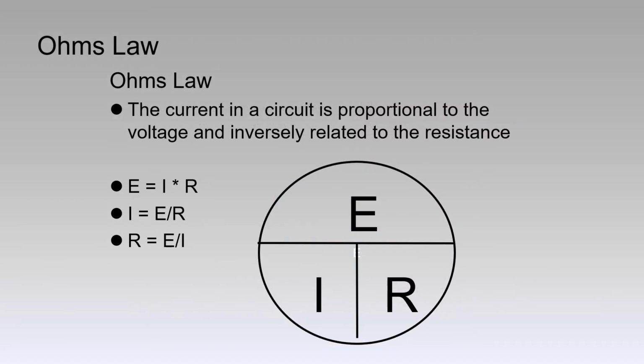Ohm's law states that the current in a circuit is proportional to the voltage and inversely related to the resistance. Or written as an algebraic expression, the voltage equals the current times the resistance. Or we can say that the current equals the voltage divided by the resistance. Or we can say that the resistance is equal to the voltage divided by the current.